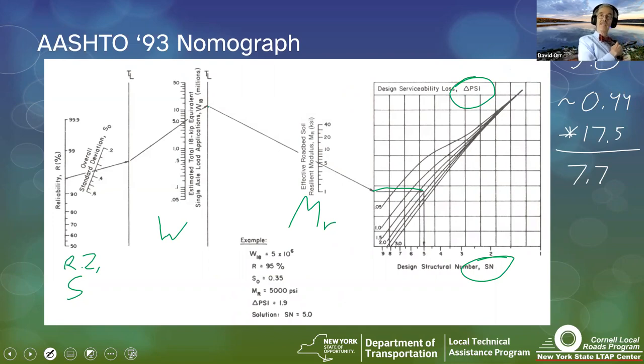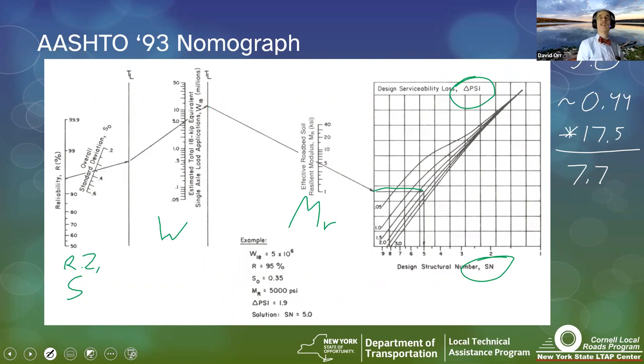Theoretically, if this is the way it would work, you get a 7.7 structural number just because of the asphalt. It's probably a little bit of overkill. You probably don't need that much asphalt on a lower volume roadway. You certainly don't need it if the structural number is only about 5. And on most low volume roads, the structural numbers tend to be much smaller. We'll talk about lifespan and stuff like that later on.